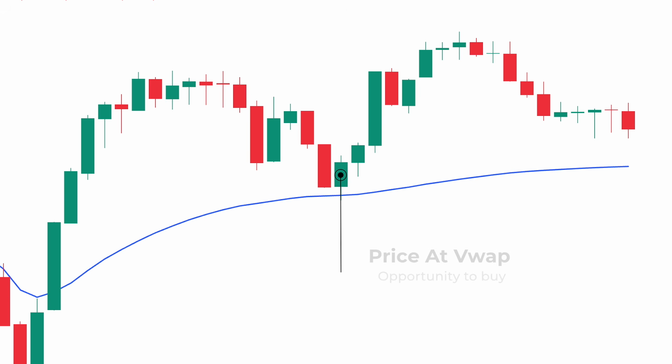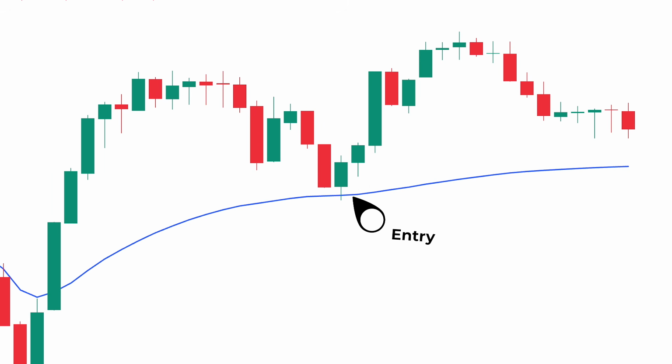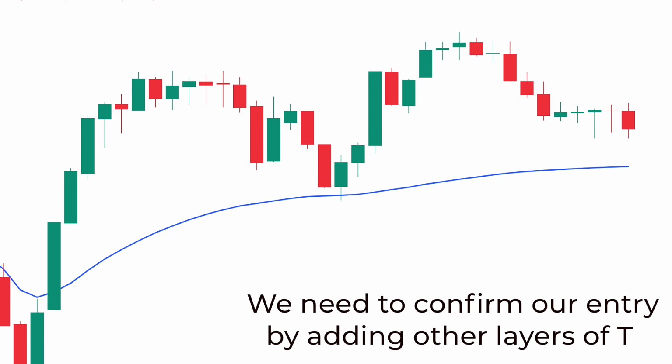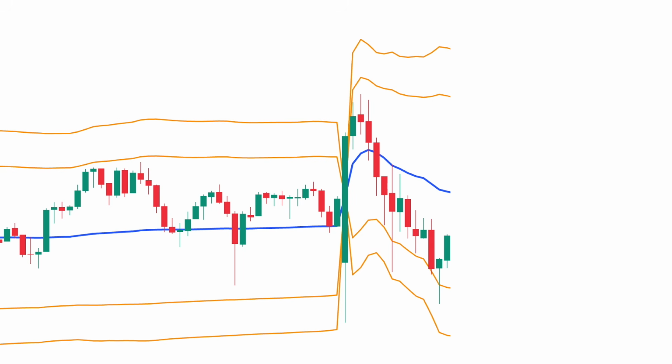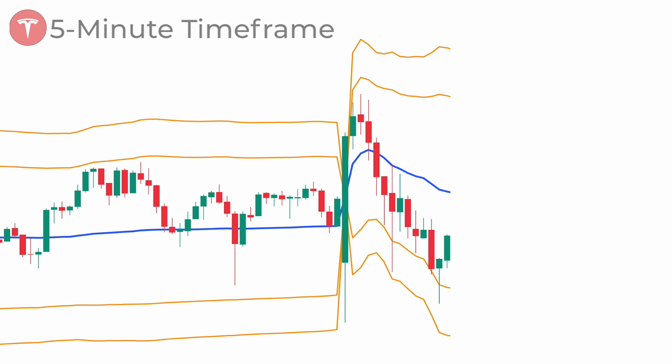When the price comes near the VWAP, traders see this as an opportunity to buy the asset at a fair value. So, a lot of traders buy at this point and the price moves upwards. But with that being said, we cannot blindly buy here. We need to confirm our entry by adding other layers of technical analysis. Here's an example. On this chart, we have the Tesla stock on the 5-minute time frame.